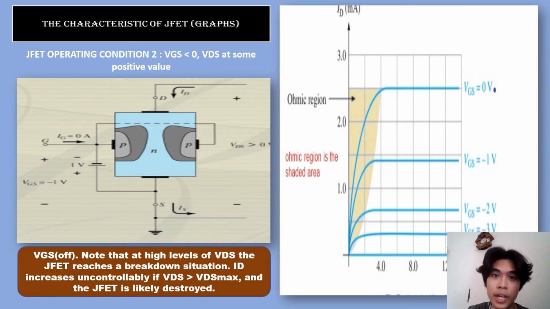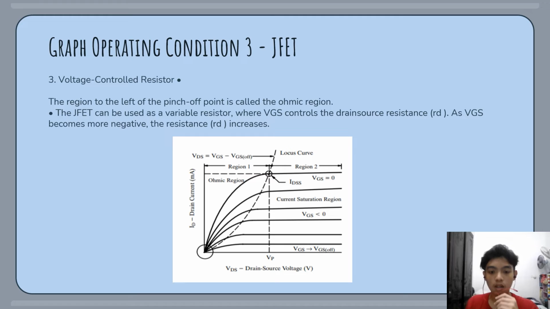Note that when VDS reaches its highest level, the JFET experiences a breakdown situation. Thus, ID increases uncontrollably when the VDS value is higher than the maximum VDS value. The JFET is likely destroyed.